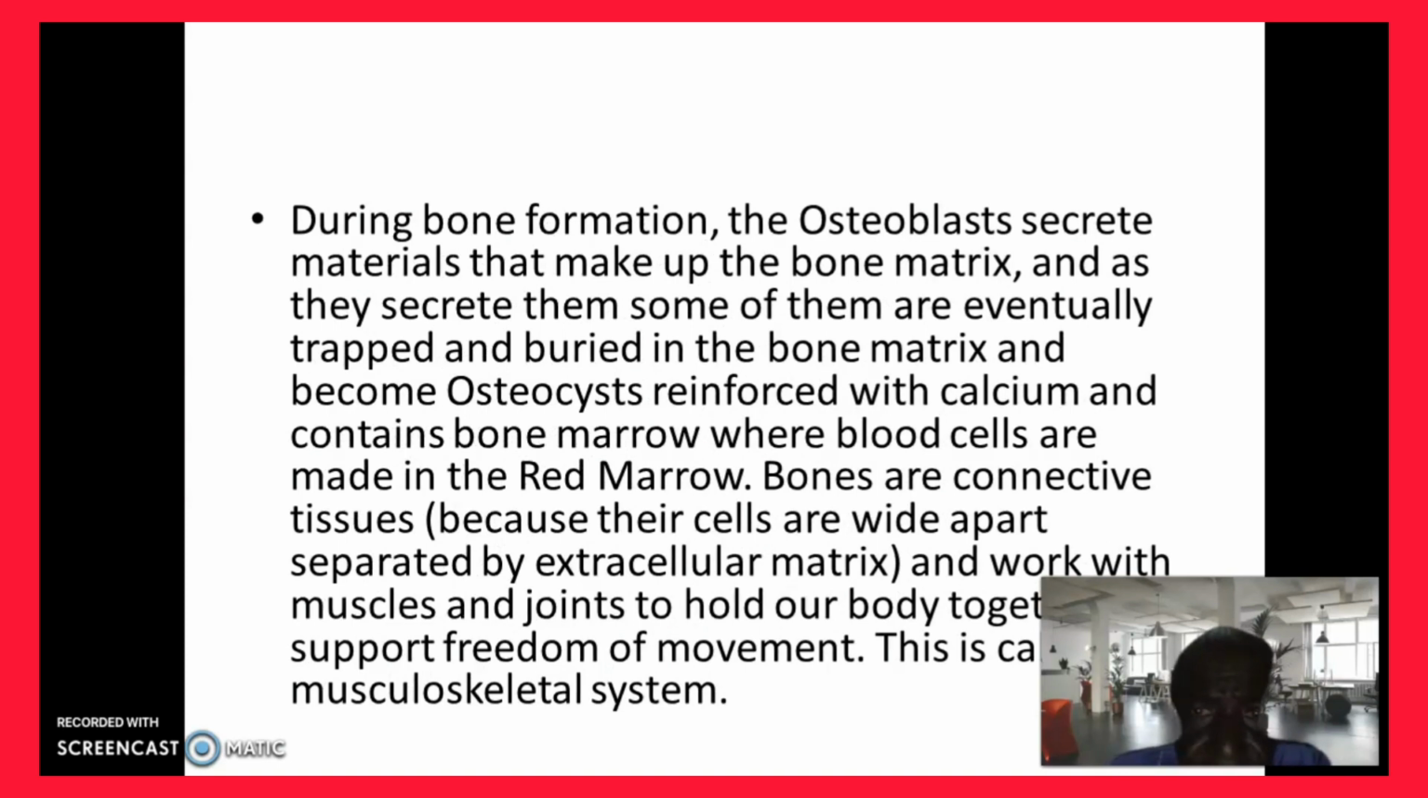during bone formation, the osteoblasts secrete materials that make up the bone matrix, and as they secrete them, some of them are eventually trapped and buried in the bone matrix and become osteocytes. So the osteocytes are the cells you see in the matrix representing the bone cells, and these are reinforced with calcium and contain bone marrow where blood cells are made in the red marrow. The fatty marrow, the white marrow, is more or less just for fats and other minerals stored there.